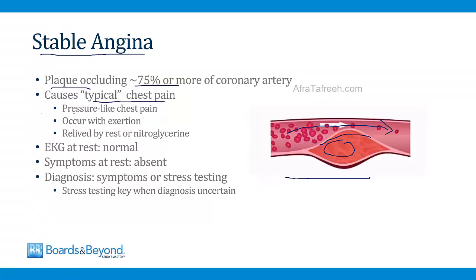And typical chest pain always has the three features shown on the slide here. Pressure-like chest pain that occurs with exertion and is relieved by rest or nitroglycerin. Patients who have all three of these features are said to have typical chest pain. Patients who have features different from this are said to have atypical chest pain.